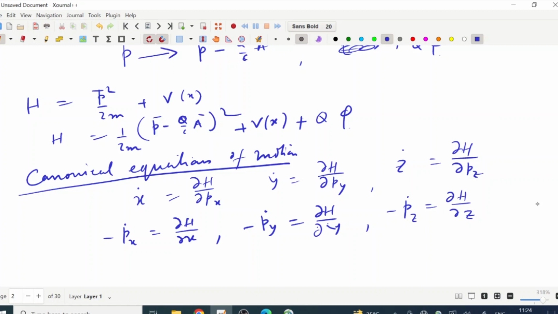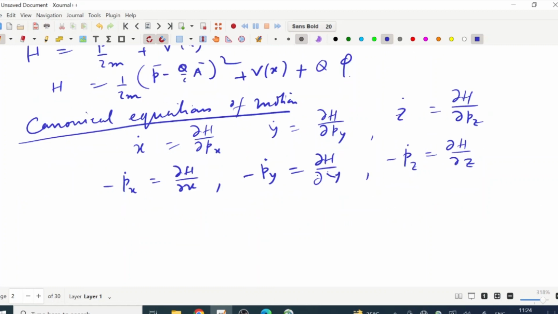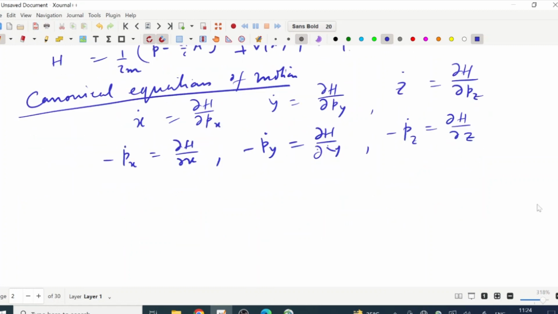So, I ask you to calculate these equations at least for a particular electric and magnetic field, and compare with the Lagrangian equation of motion, and you will get an equivalence between these two. Also try to find the Lorentz force law from the Hamiltonian.